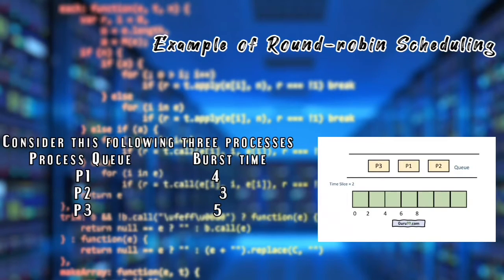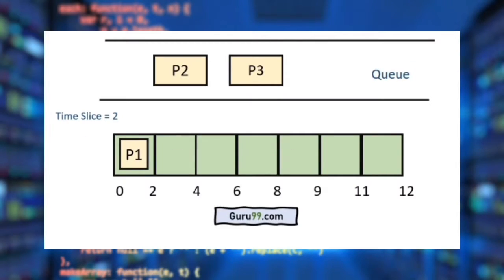Example of round-robin scheduling: consider the following three processes. Process queue and burst time: P1 is 4, P2 is 3, P3 is 5. Step 1, the execution begins with process P1, which has burst time 4. Here, every process executes for 2 seconds. P2 and P3 are still in the waiting queue.